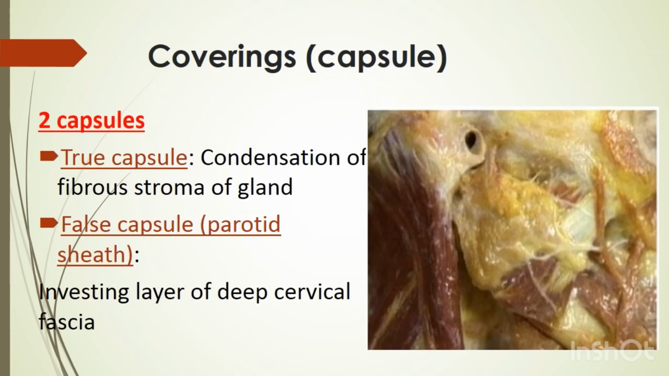So you might be clear with the location of the parotid gland. Now let's talk about the coverings. It is also known as the capsule. The parotid gland has two capsules. The first one is known as the true capsule, the other one is known as the false capsule. It is known as the true capsule because it is formed by the condensation of the fibrous stroma of the gland itself. The other one is known as the false capsule because it is derived from the investing layer of deep cervical fascia. The deep cervical fascia has three parts and the investing layer is one of them. So the false capsule is derived from the investing layer of the deep cervical fascia. It is also known as the parotid sheath.